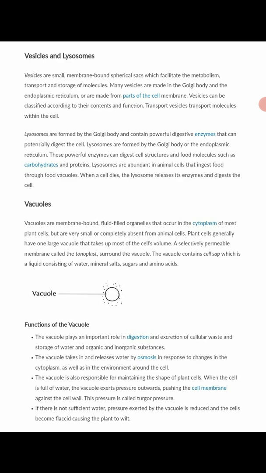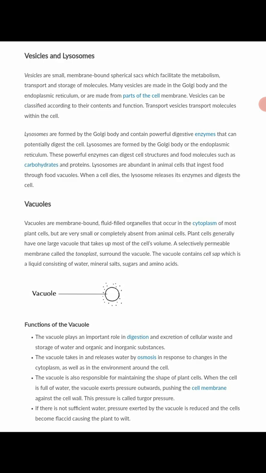Number two, the vacuole takes in and releases water by osmosis in response to changes in the cytoplasm as well as in the environment around the cell.